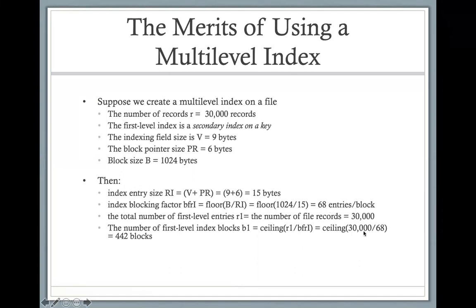So how many blocks do I need? I need the ceiling of 30,000 by 68. That gives me 442 blocks. So in order for me to store the index completely on disk, I would need just 442 blocks, based on the fact that the first level index is a secondary index on a key. Okay, so I have 442 blocks. This means I cannot stop. I have to create a second level index on top of this index.